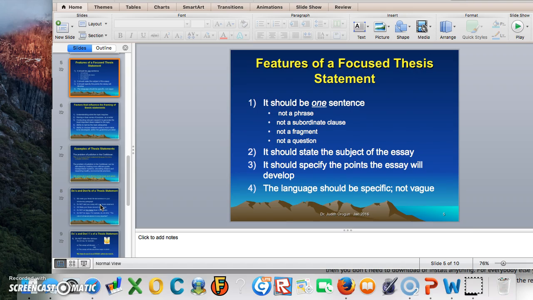It should state the subject of the essay so that when I read your thesis, if I take it out of your essay, it will still make sense to me. It should specify the points that your essay wants to develop. The language cannot be vague. If it's vague, it is open to several interpretations, and that is not what an exposition is supposed to do. You're supposed to be specific enough so that when we read, we will know exactly what you want to achieve.